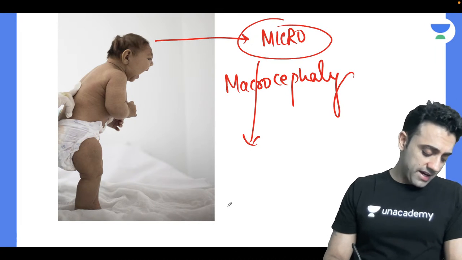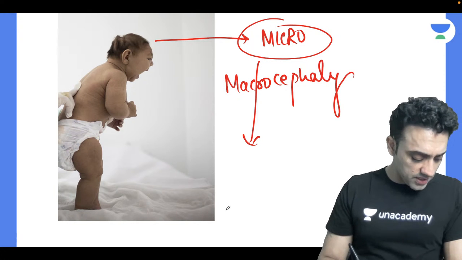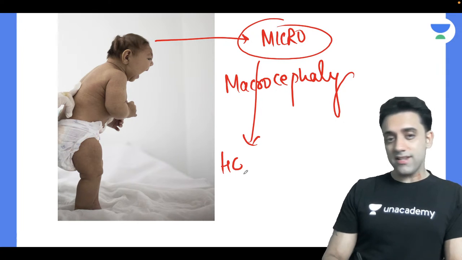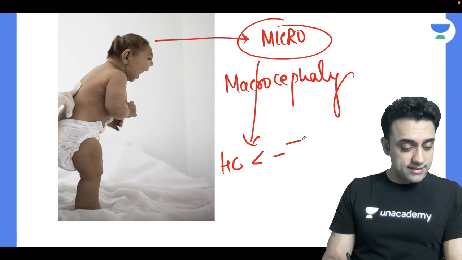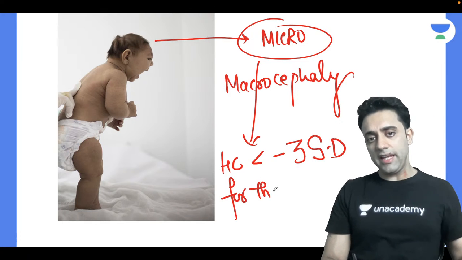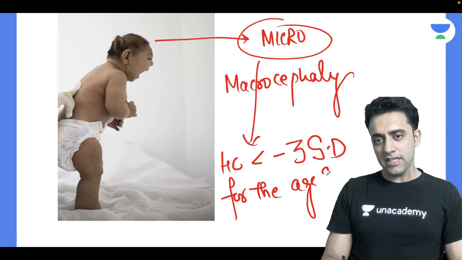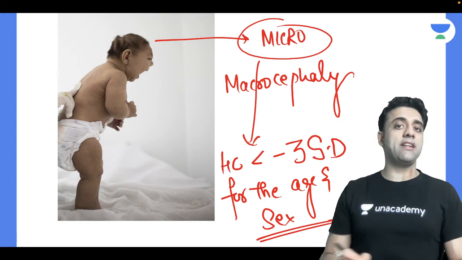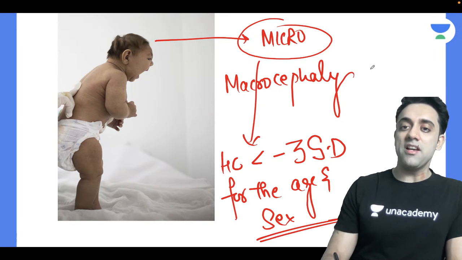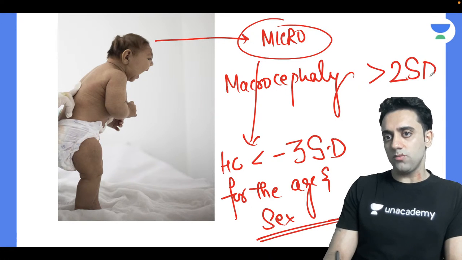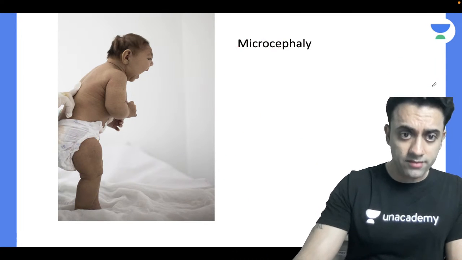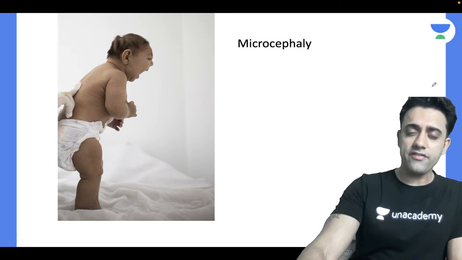What's the definition of microcephaly? Anyone? Vipin Raj, Shagupta, Ragini, Hriday, Kirti Pathak. Yes, head circumference less than -3 standard deviation for the mean of the respective age and sex is known as microcephaly. Macrocephaly is head circumference more than two standard deviation. Are you understanding? Very good. Then the patient will have microcephaly, number one.